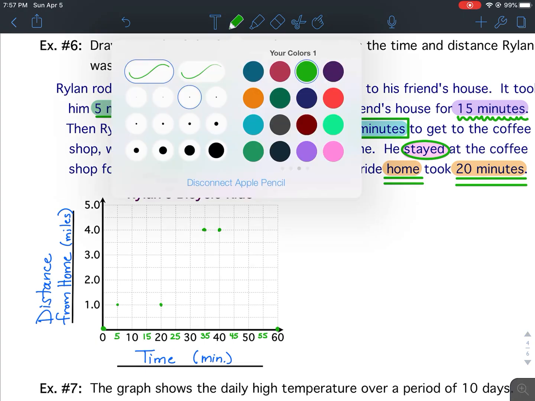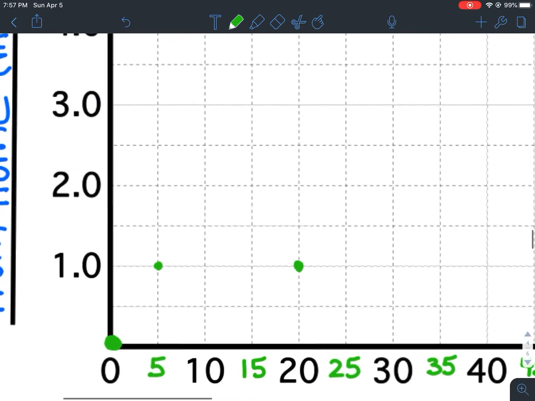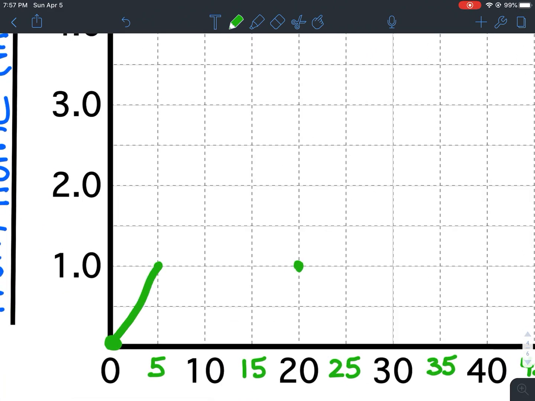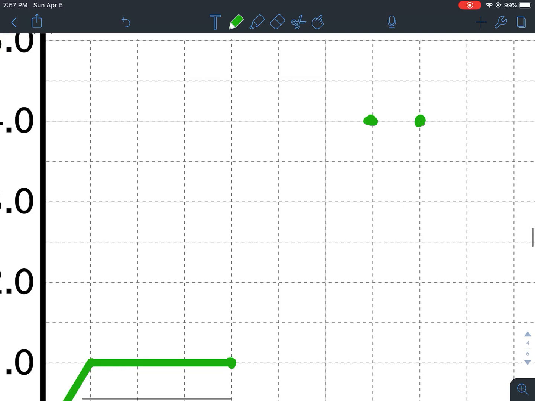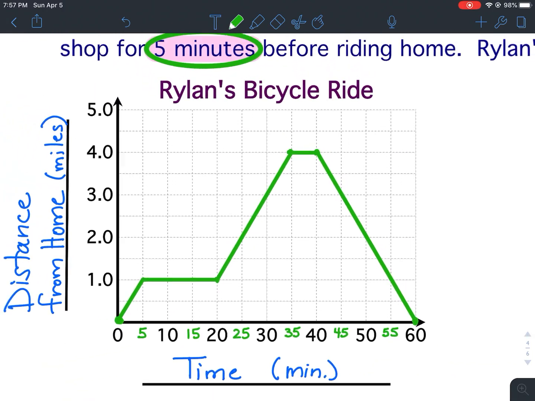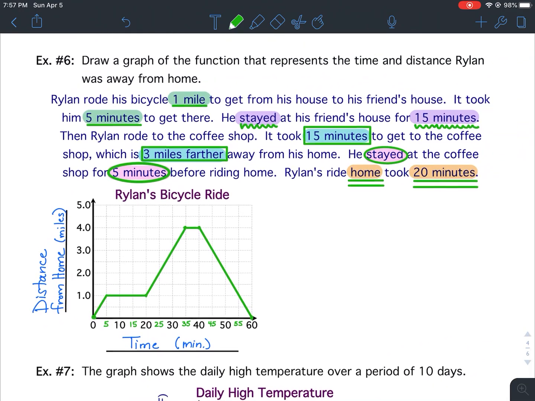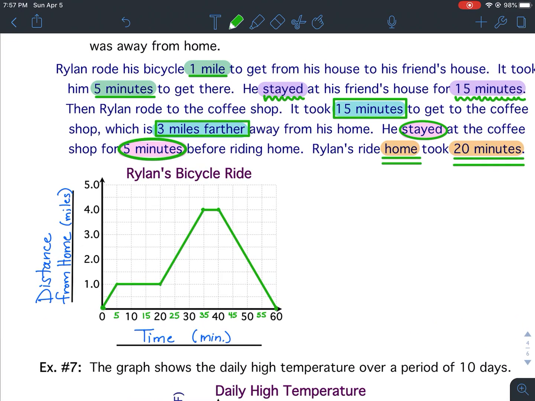Now that we have the points on our graph, we're going to go ahead and connect them. Make sure your lines are straight. And that's Rylan's bicycle ride. If you have any questions, let me know.